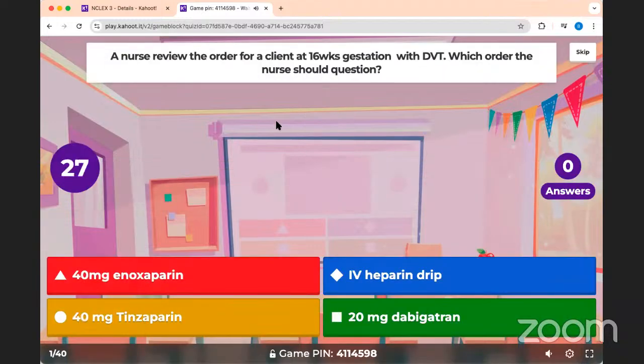So, let's review the order for a client at 16 weeks gestation with DVT. Which order should the nurse question, right?